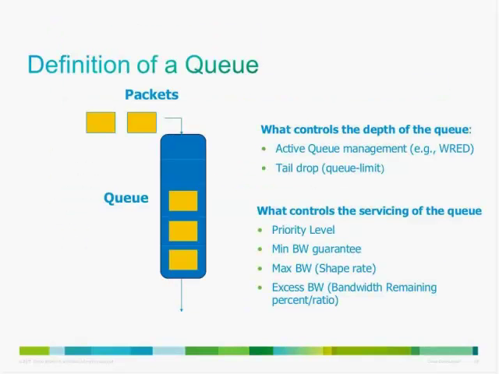So queuing. In the queuing, the queue depth is controlled by dropping mechanisms like WRED and tail drop. These control the queue depth, and the servicing of the queue. A packet gets serviced with commands like priority, bandwidth, or shaper, or any kind of excess bandwidth or bandwidth remaining ratio. These are the commands which will help us service a particular packet.